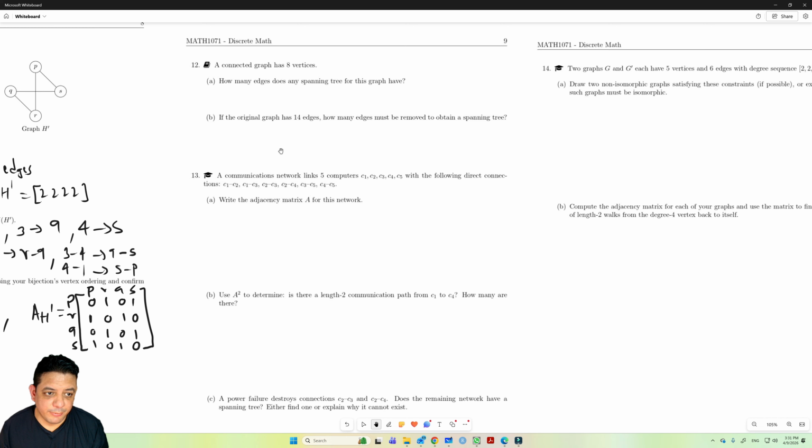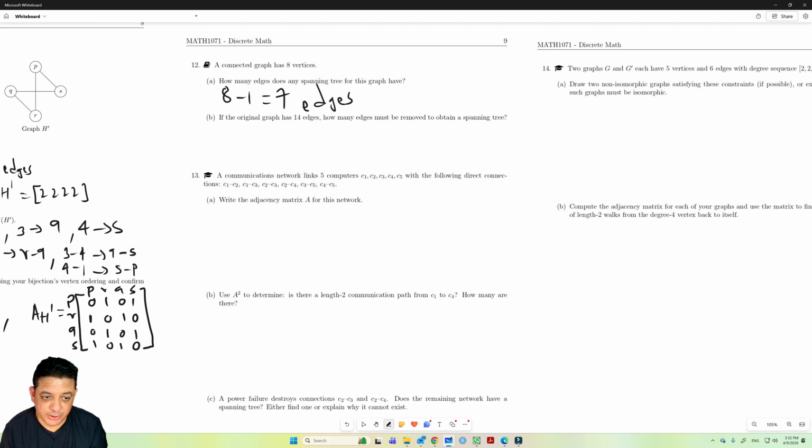All right, so now for question 12, we have a connected graph that has 8 vertices. So we want to know how many edges does a spanning tree for this graph have. Once again, we can use the n-1 edge theorem, and if we have 8 vertices, then we're going to have 8 minus 1 edges, right? So we can have a spanning tree with 7 edges.